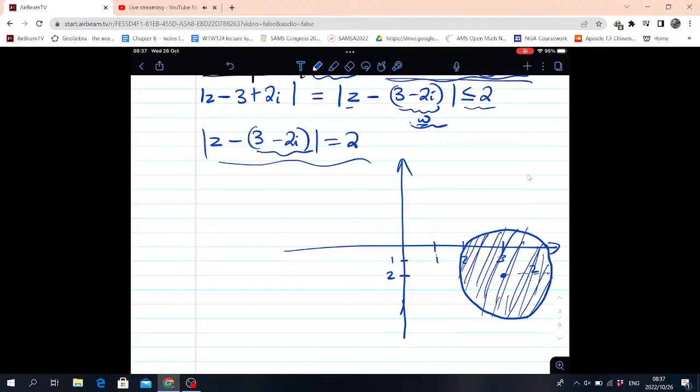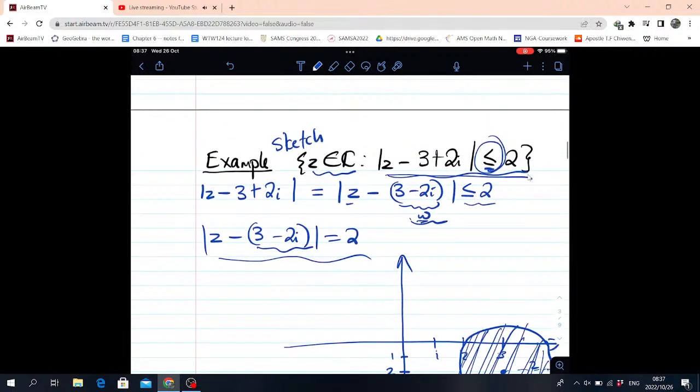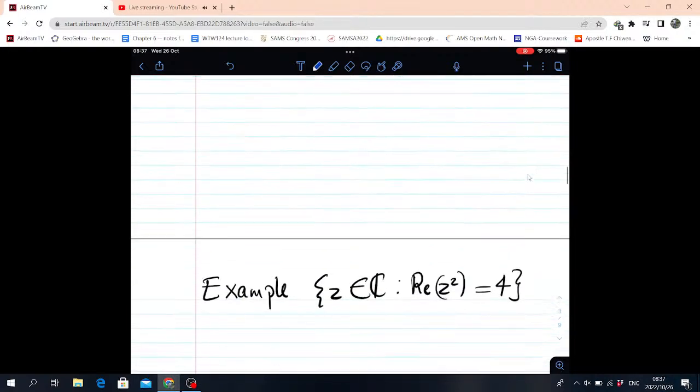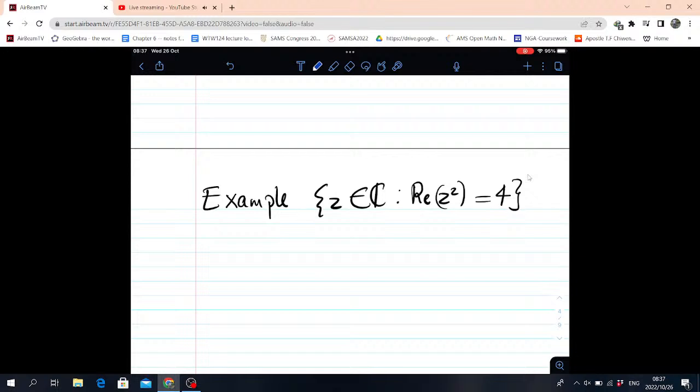So the interior of the circle and the boundary itself will be included. So that will be the sketch of this object over there. Right. Now let's look at a different type of question.